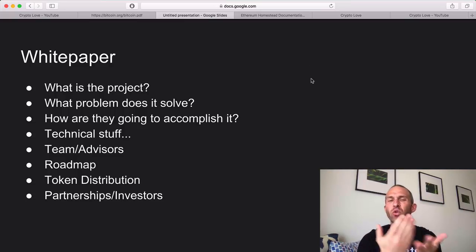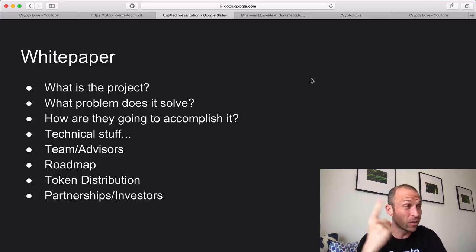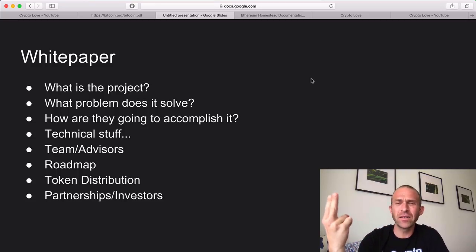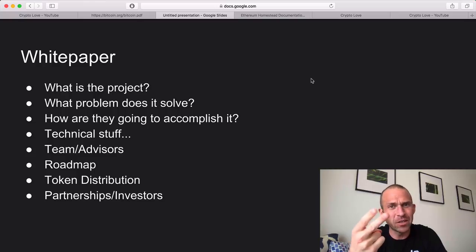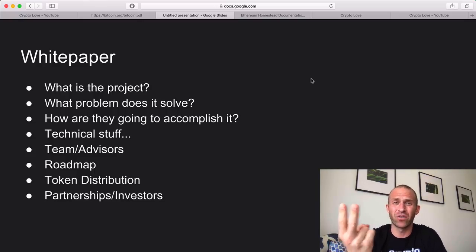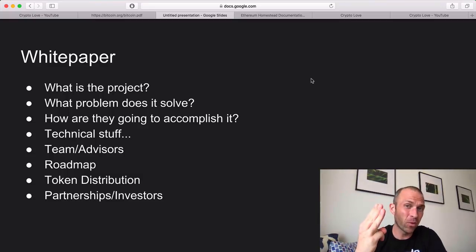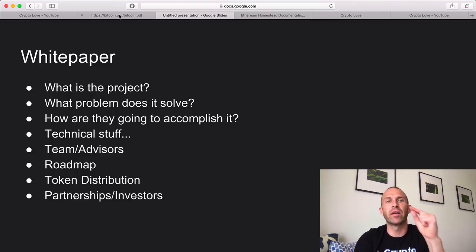It has to answer a few questions. Number one, what is the project? So the goal of the white paper should be to explain what they're doing. What is it? Who is it? How are they doing it? All that stuff. Then, what problem does it solve? Because really, if it's not solving a problem, why does it need to be a cryptocurrency? Why does it need to be a token? Why does it need to do anything? If they're just tokenizing it for the sake of tokenizing it, why bother, right? So you need to figure out what problem it solves and answer that. And then, how are they going to accomplish it? That's very important.